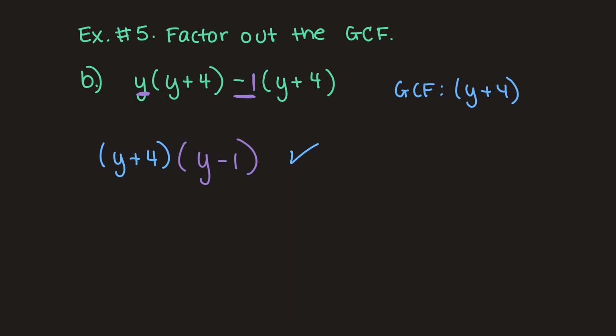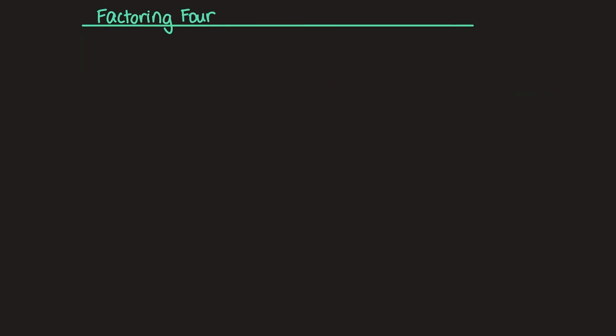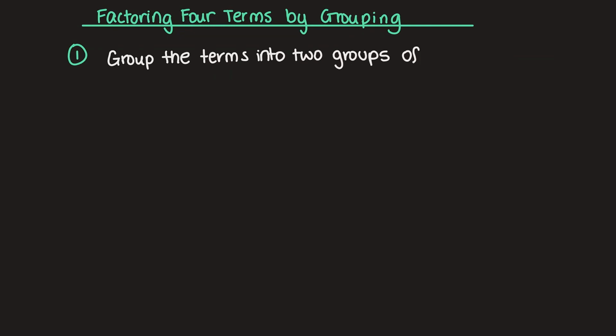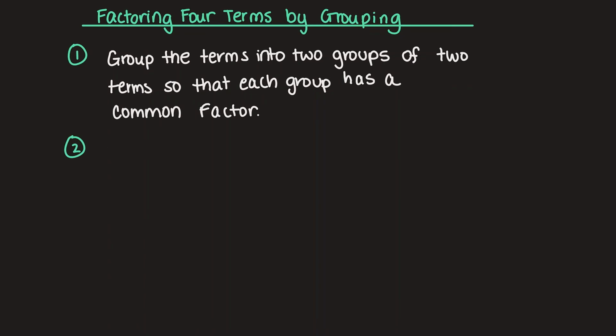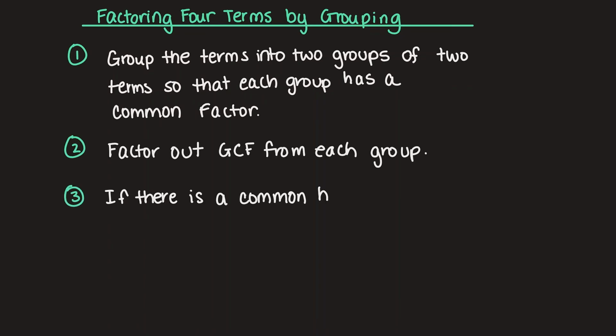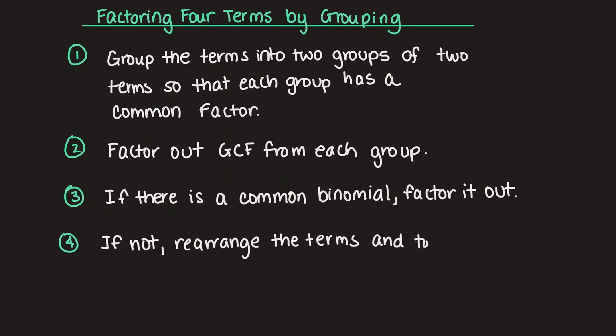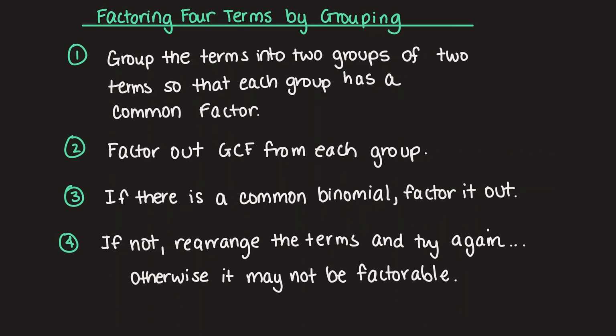This will now lead us to the next method of factoring, which is factoring by grouping. So in order to factor a polynomial with 4 terms, we normally would factor by grouping, where we group the terms into 2 groups of 2 terms, so that each group has a common factor. And then we factor out the GCF from each group. And if there is a common binomial, we factor it out. And if not, then rearrange the terms and try again. Otherwise, it may not be factorable, which is possible.